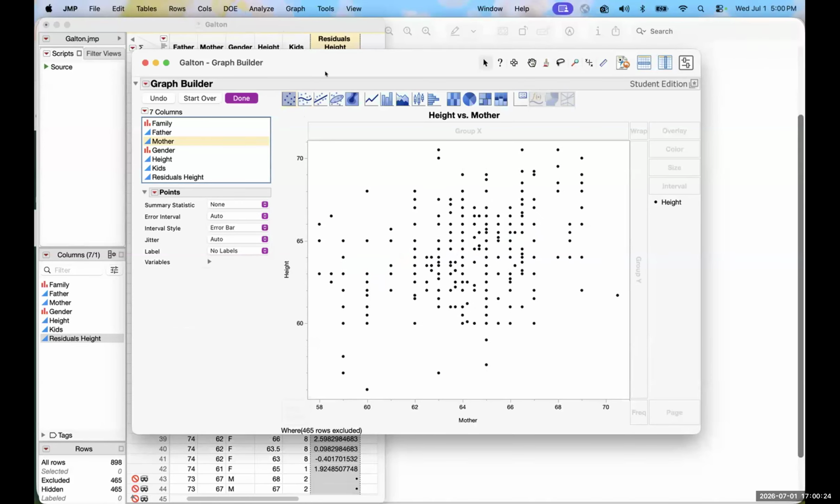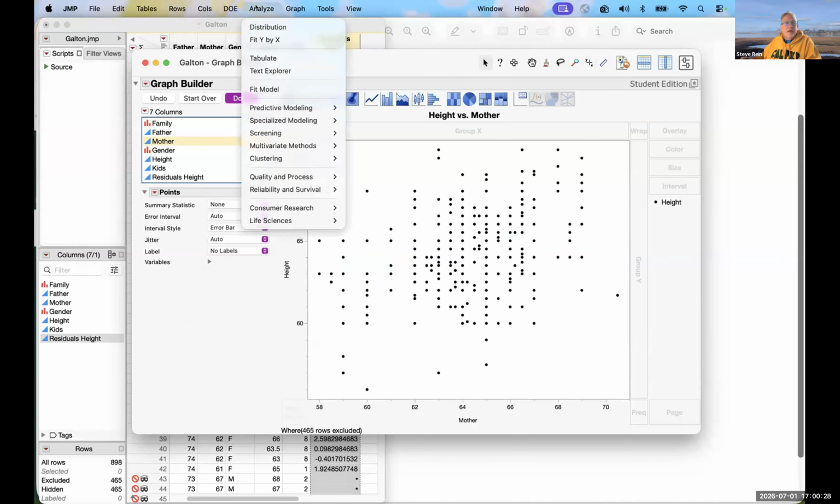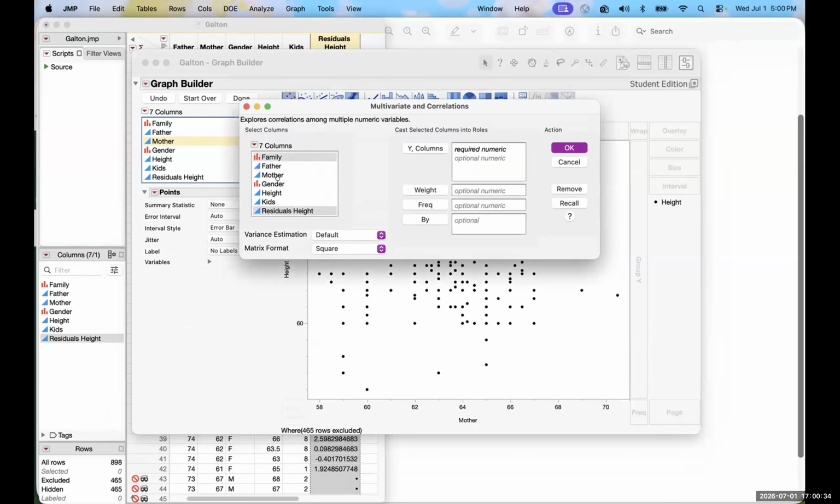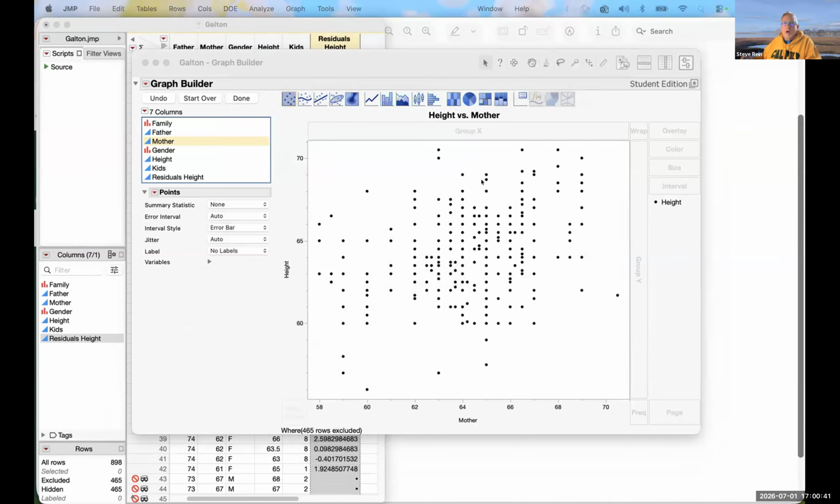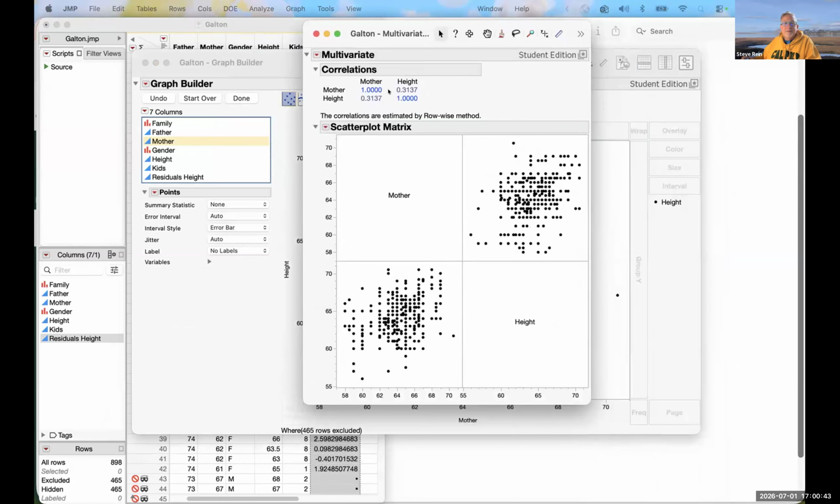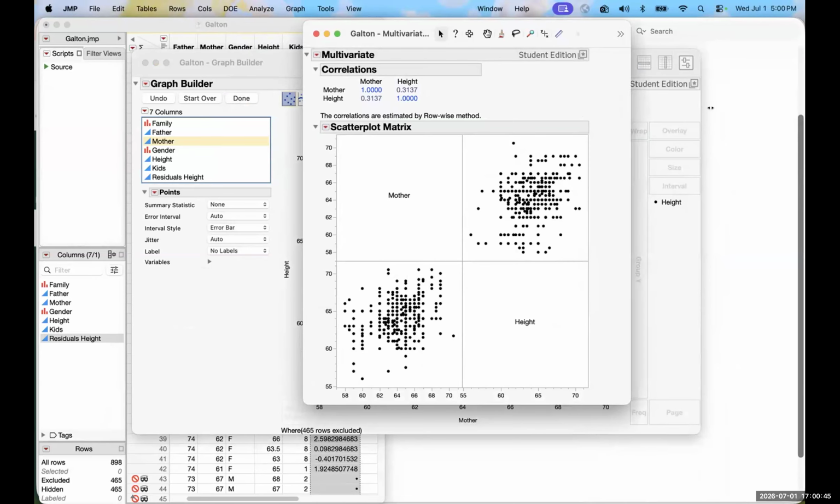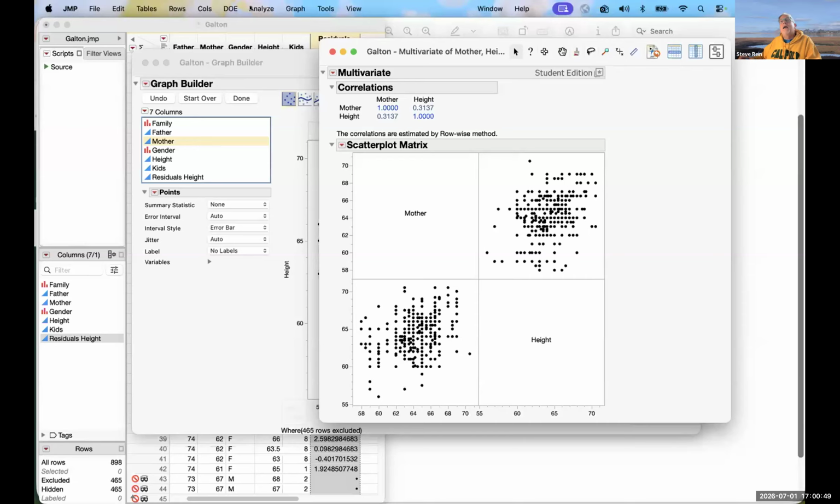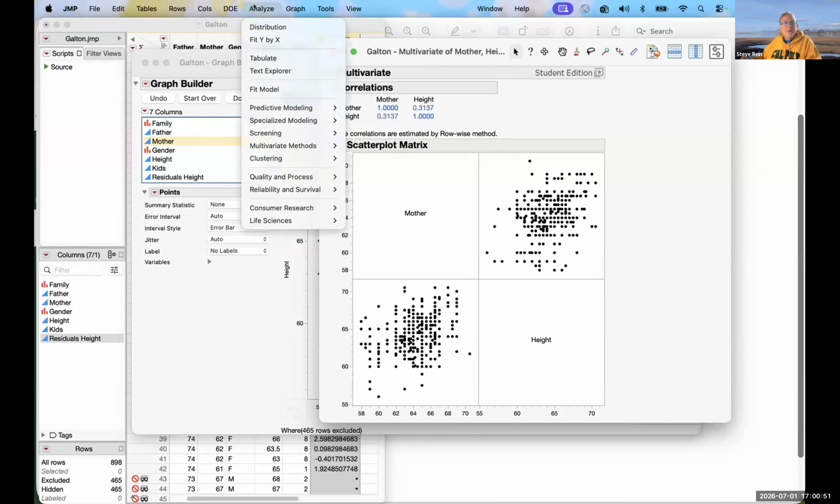How is that different from how I did it? Not much, but I will show you another method in a second. Under Analyze, Multivariate, I could say mom's height and kid's height. It's going to give me a correlation, and also a graph. And then you could do mother and father and get a multilinear model. Yes, but that will be another class or later in the term.